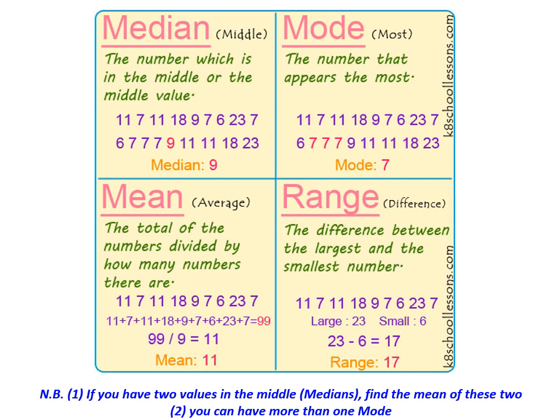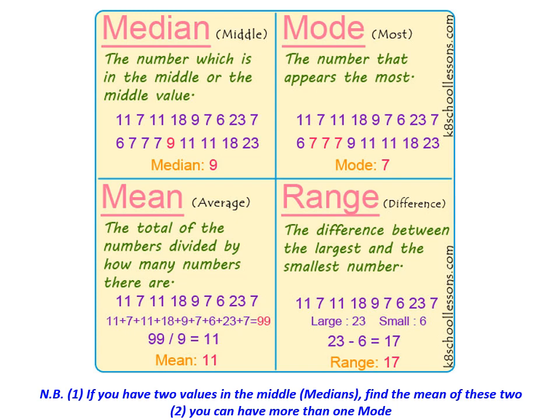What is the mode? The number that appears most. In these 9 numbers, the number that repeated most, 3 times, is 7. So the mode here is 7. We can have more than one mode. If there are 2 numbers that appear most, we may have 2 numbers or 3 numbers according to the number of the values. If repeated, there will be more than one mode.